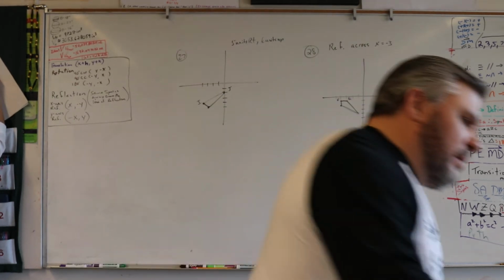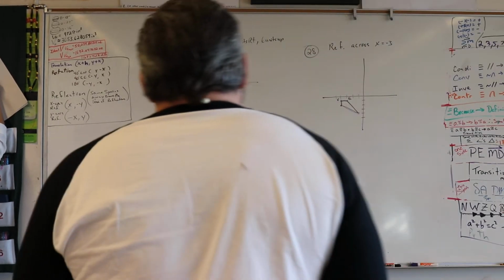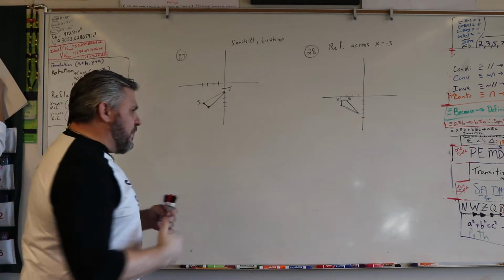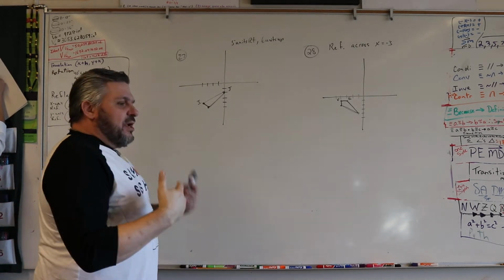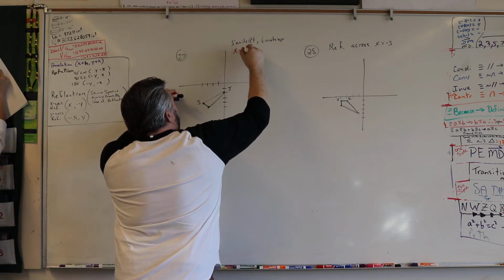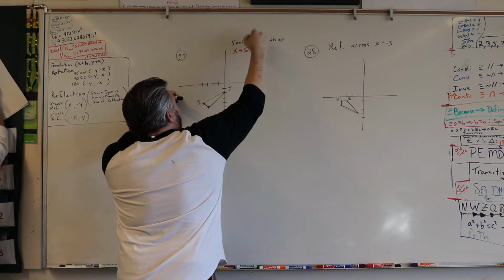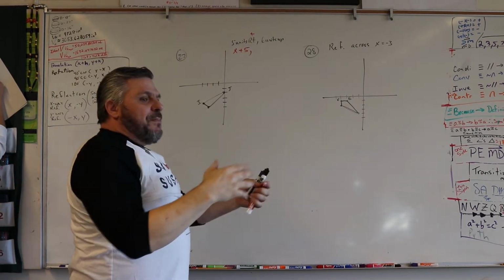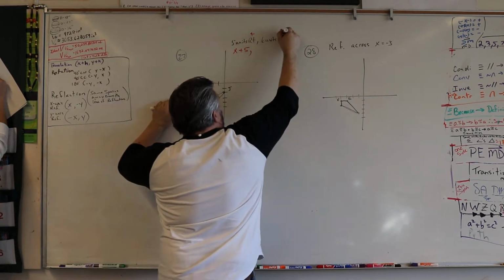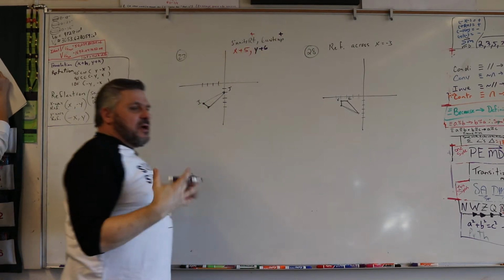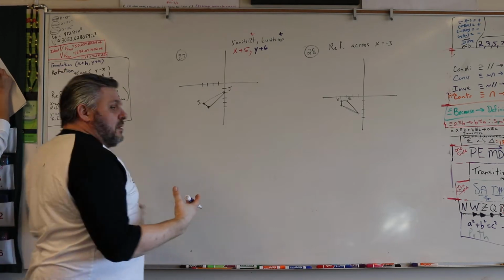Here you go. All right, so 5 units right and 6 units up. That's translation. So all we're doing is we're saying, hey, x plus 5, because right is plus 5, and up is plus, so that's y plus 6. That's all we're doing.